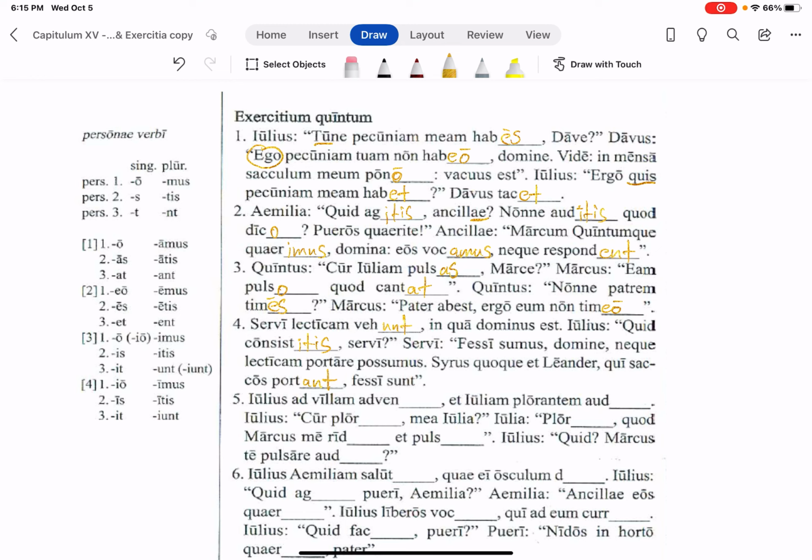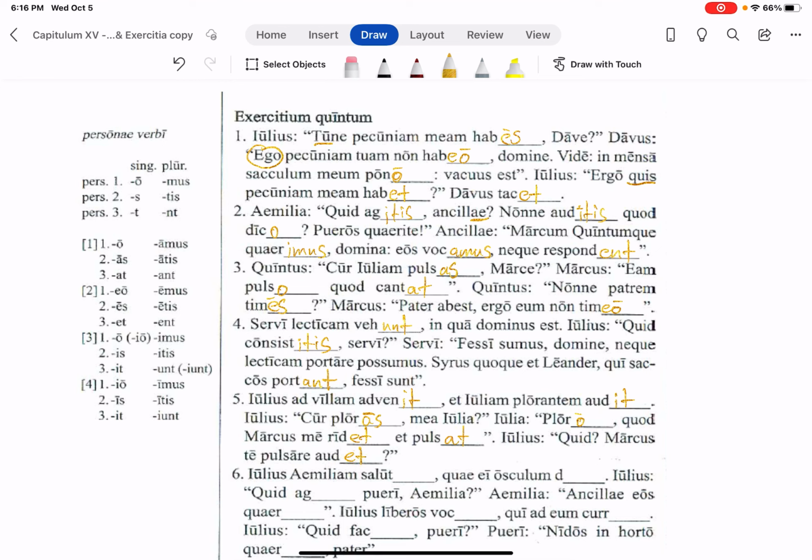Number 5. Julius ad vilam advenit, et Juliam plorantem audit. Julius, cur ploras, mea Lydia? Lydia. Ploro, quod Marcus me ridet et pulsat. Julius, quid? Marcus te pulsare audet?